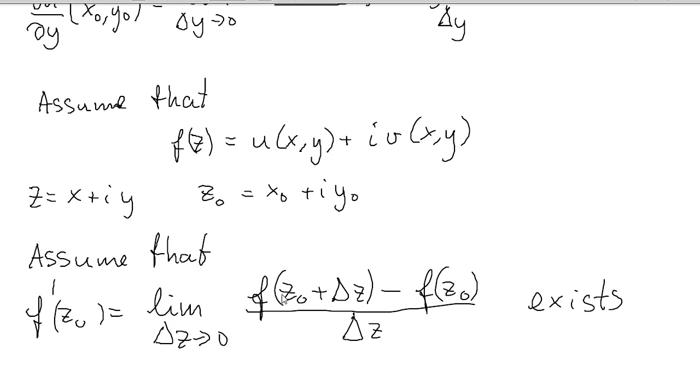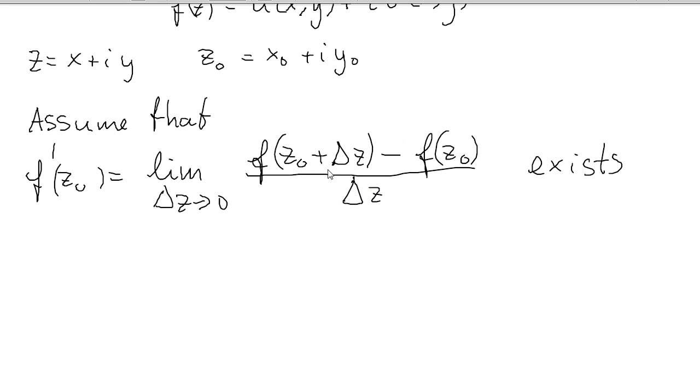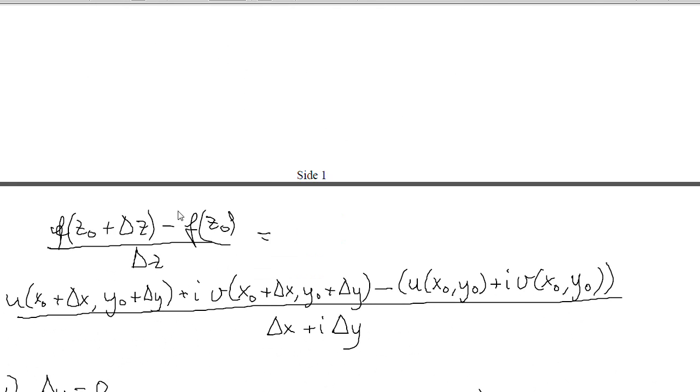And recall the definition of the derivative. We are considering this function, which is a function of delta z, and we are investigating it when delta z goes to 0. Recall that delta z is delta x plus i delta y. So what we can do now is to express this term by u and v and delta x and delta y. This is maybe not too easy to see, but if you just use the definition of f in terms of u and v, you will see that it can be written in this form.